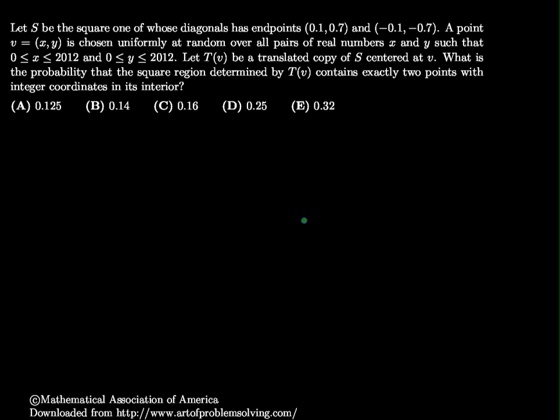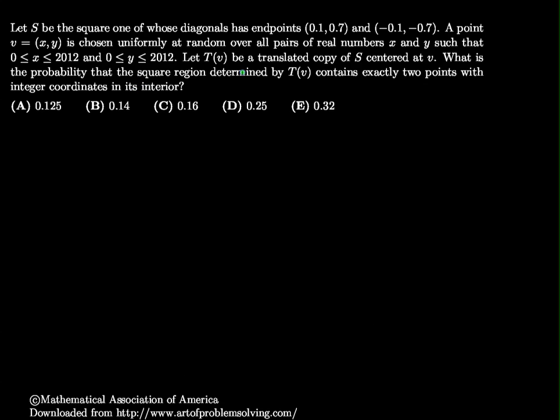2012 AMC. This is problem 23 from the AMC12A, and it's a fun little probability problem. It says let S be the square, one of whose diagonals has endpoints (0.1, 0.7) and (-0.1, -0.7). A point V equal to (x, y) is chosen uniformly at random over all pairs of real numbers x and y, such that x is between 0 and 2012, y is between 0 and 2012.